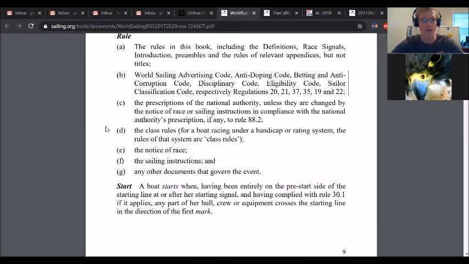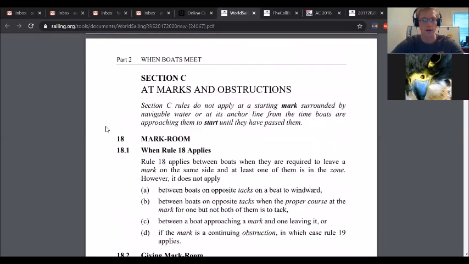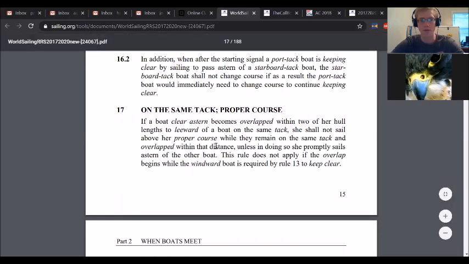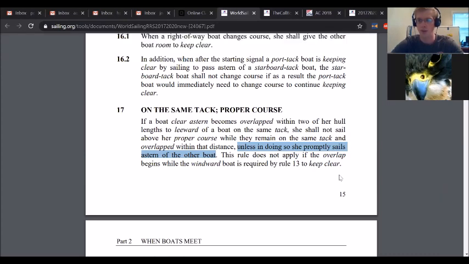All right, let's scroll back down to the rule. Whoop, too far, there we go. All right, so she shall not sail above her proper course if these conditions are met, unless in doing so she promptly sails astern of the other boat. So we'll come back to this phrase in a minute as well. That one kind of closes a little loophole that was there before.